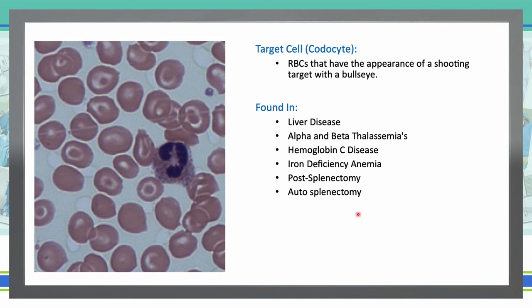In autosplenectomy, that is going to be caused by sickle cell anemia or hyposplenism and celiac disease. Same reason will be there. Major function of a spleen is the clearance of opsonized or damaged erythrocytes. But now if they have autosplenectomy, like in sickle cell anemia, we will see a lot of numbers of target cells.